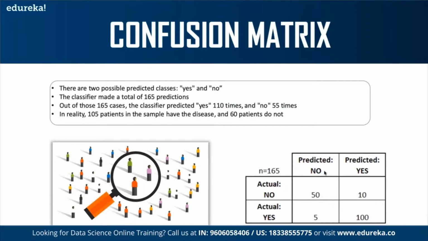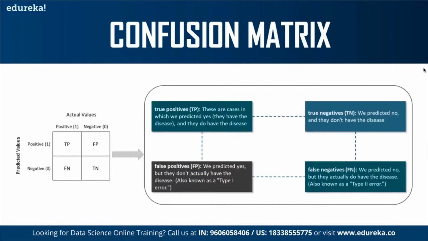Now they predicted no, the actual number was 5, right? And in reality, they were yes, right? Whereas in terms of the prediction, if they predicted yes and they didn't have the disease, then it was 10, right? And when they predicted yes, in reality it was yes, that was 100, right? And that's why the concept of true positive, true negative, false positive, and false negative comes into play.